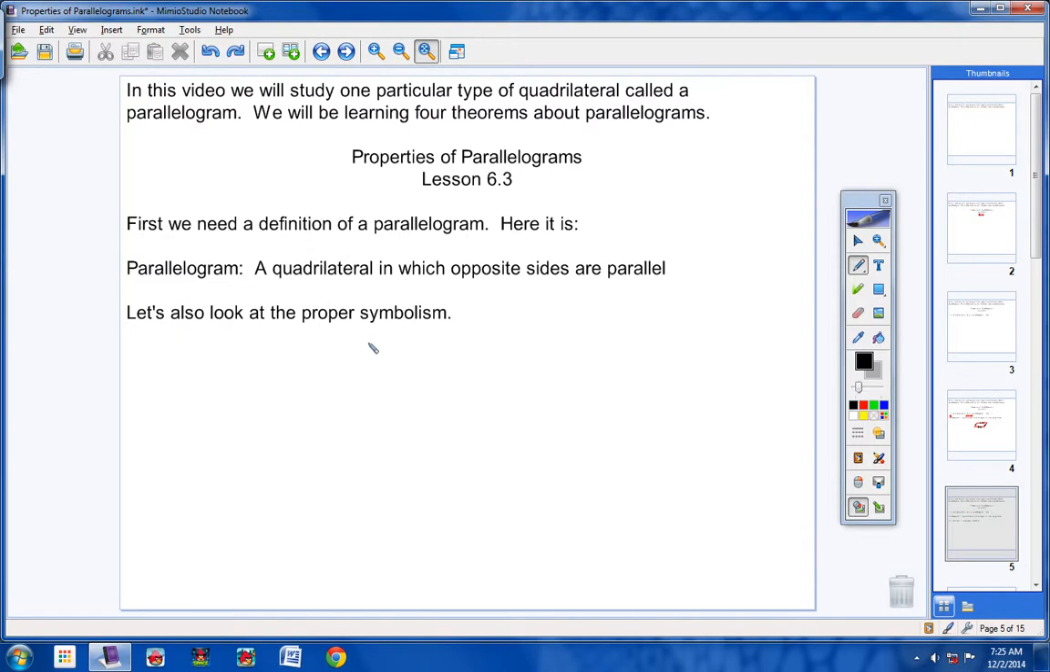Let's continue on. Now let's also look at the proper symbolism, okay? Remember, guys, don't write this down, please, just watch. Remember, if I had a triangle like this, I could symbolize it like this. I could put triangle ABC, or triangle ACB or BAC, or however you want to put it.